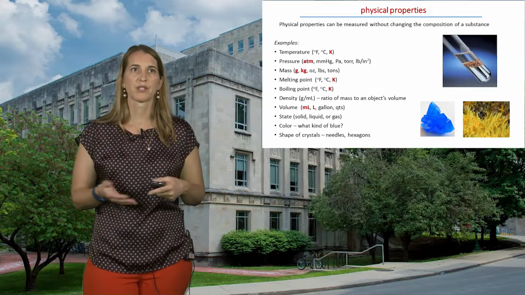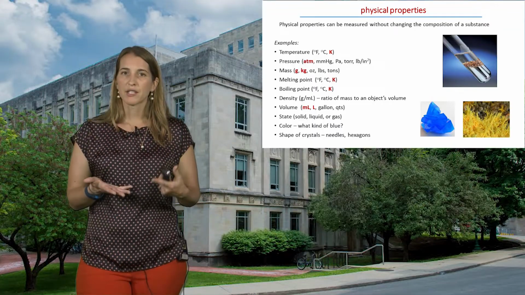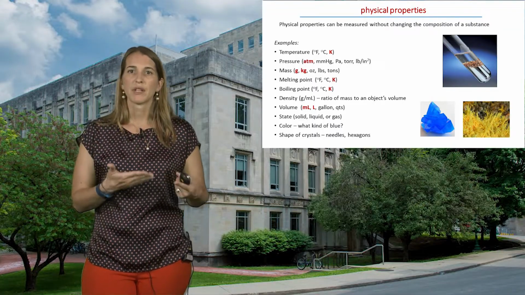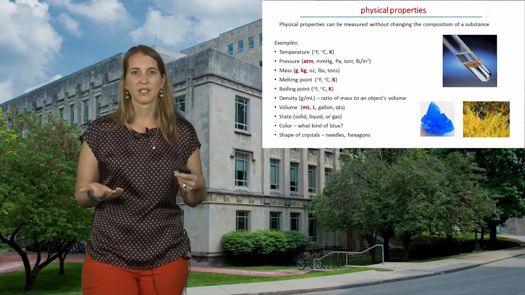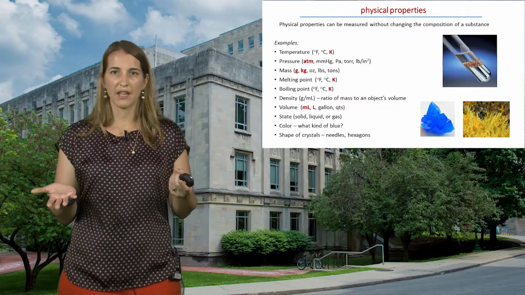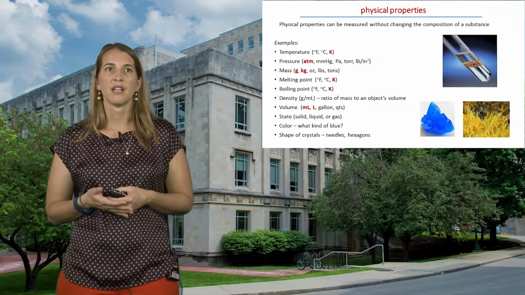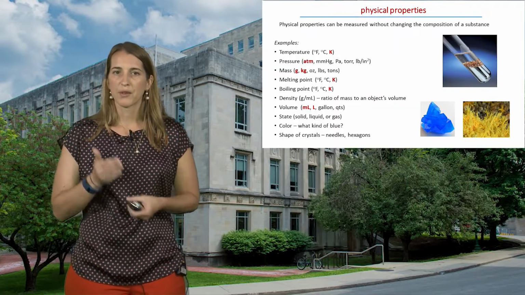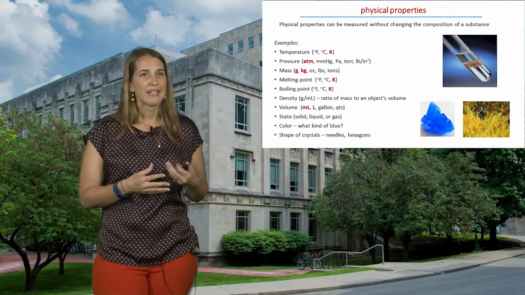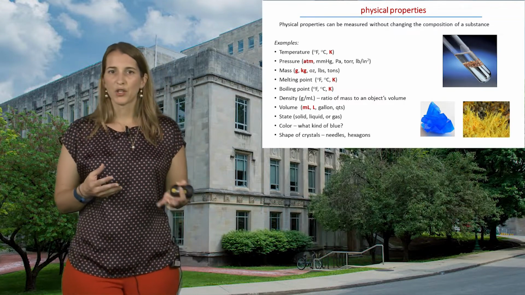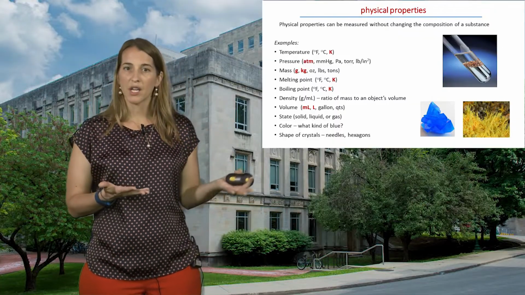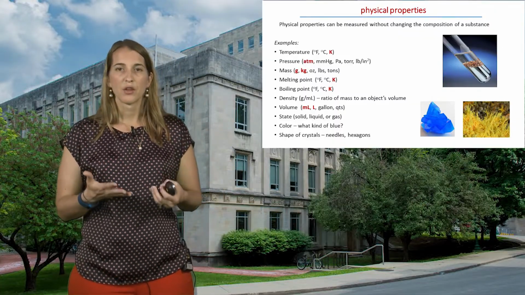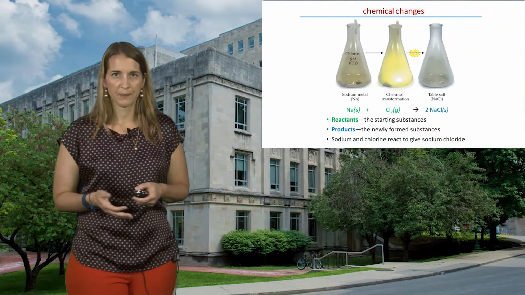So here are some examples of the properties that you can measure about a substance, and you learn information about it, but the composition of that doesn't change. So temperature, pressure, okay, the mass, you can weigh it and figure out that information. Those are all physical properties. Melting, boiling point, we talked about those. Those are part of those phase changes. A density of an object, its volume, its state, okay. Also things, just some qualitative things like what color it is or the shape of the crystals. Those would all be physical properties.